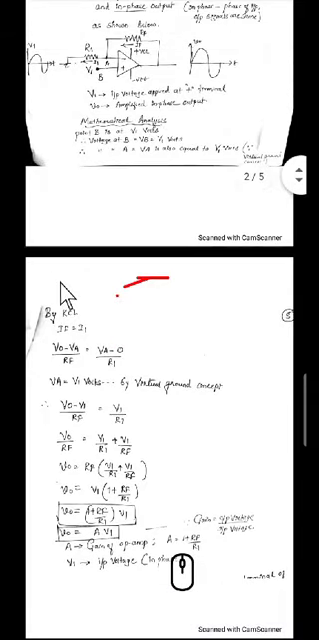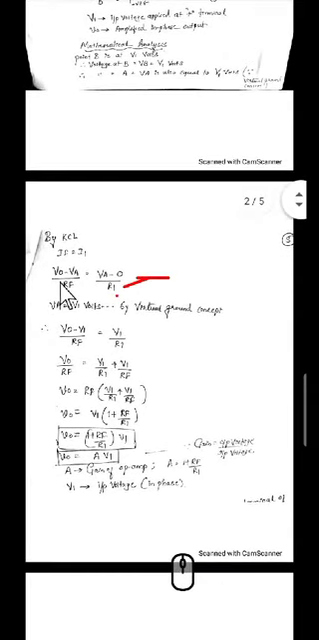VA value is V1 volts. VA is equal to V1 because voltage at point A is V1 volts. So VA is equal to V1 volts by virtual ground concept. Therefore, wherever VA is there, we are substituting V1. V1 here and V1 here.